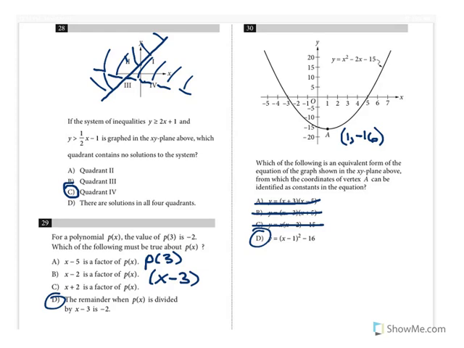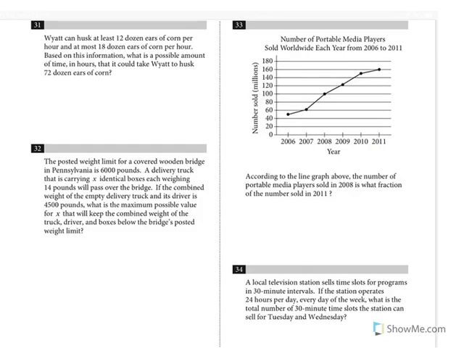And again, when we talk about the vertex, for the x coordinate, we take this number here and change the sign. And for the y coordinate, we keep that number and whatever sign is in front of it. And that brings us to the end of our multiple choice section, and on to our free response.